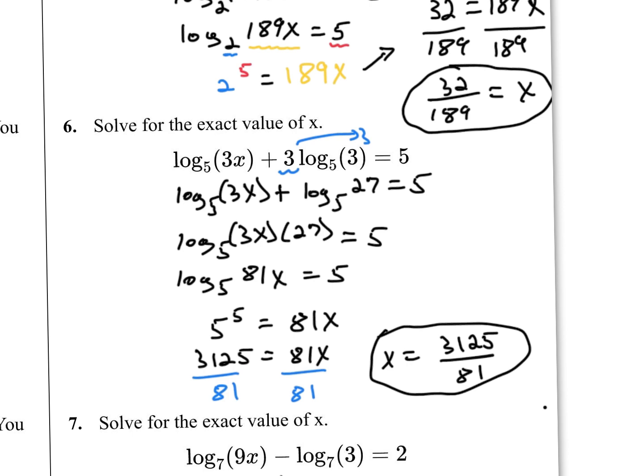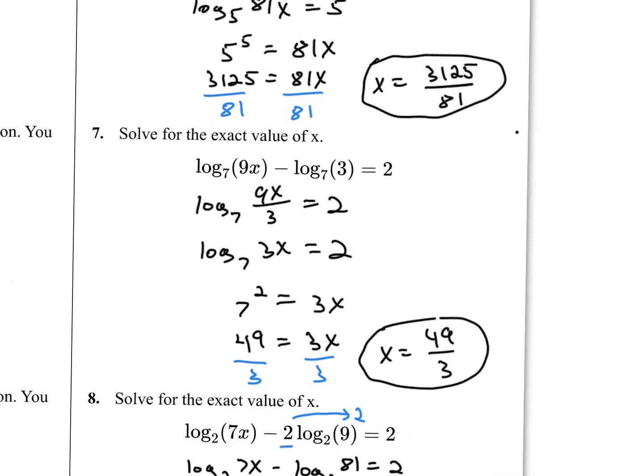All right, and if 5 to the 5th power is 3,125, and if that equals 81 times x, we're trying to solve for x, we divide both sides by 81, and this is your answer, 3,125 divided by 81.